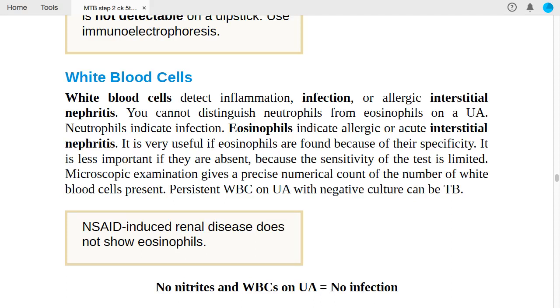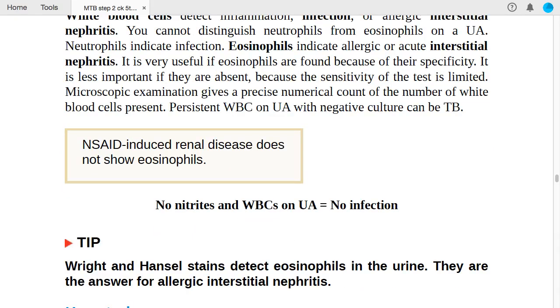Now, point to ponder, this box. NSAID-induced renal disease does not show eosinophils. So if it's because of the use of non-steroidal anti-inflammatory drugs, we can say that definitely it's because of the NSAID. So you are not going to see high neutrophil or eosinophil counts in these patients. Eosinophils you can only see in a case of allergic condition, in a case of interstitial nephritis.